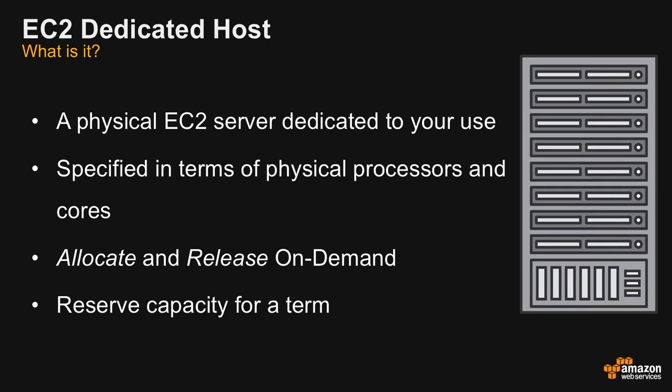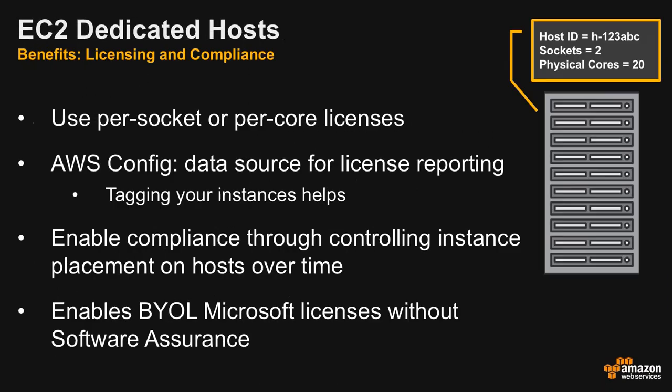Now, why is this important? It's important because it enables you to have per-socket or per-core licensing. We use AWS Config as the source data for license reporting, but we also encourage you to tag your resources so you can report as well. This enables compliance with your licensing agreements with Microsoft through controlling instance placements on this host over time.